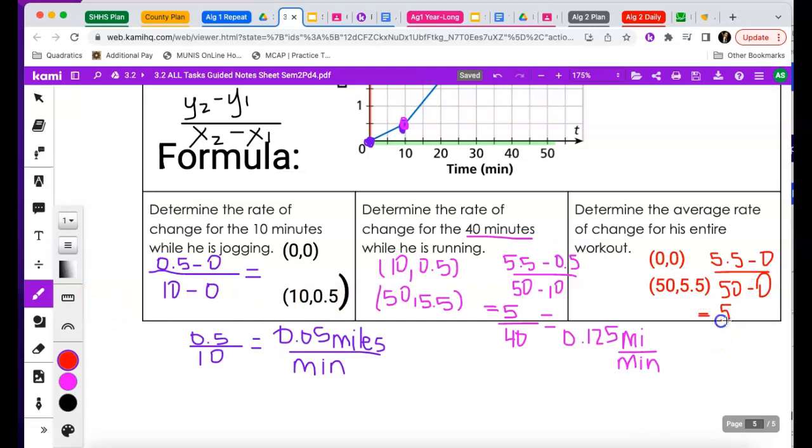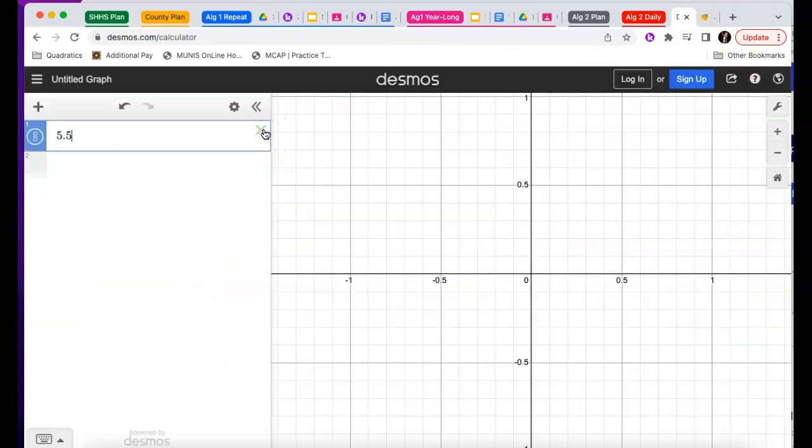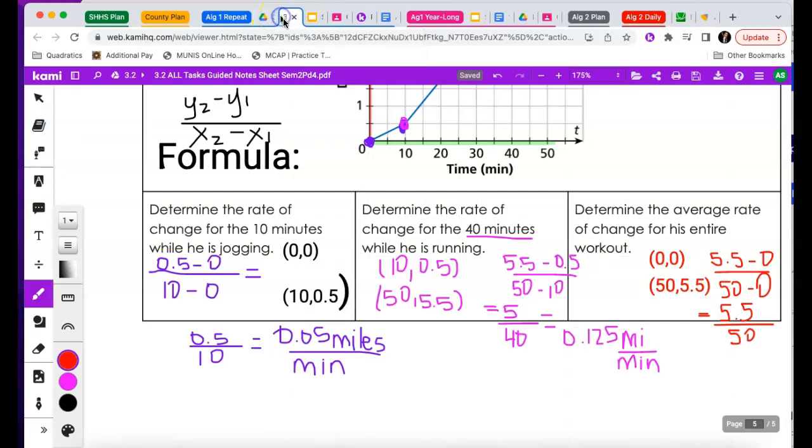5.5 minus 0 stays 5.5. 50 minus 0 stays 50. 5.5 divided by 50 is 0.11. So for his entire workout, he ran 0.11 miles per minute. So think about laps around a track. Each lap around the track is 0.25 miles. So he's doing less than a lap around the track every single minute.